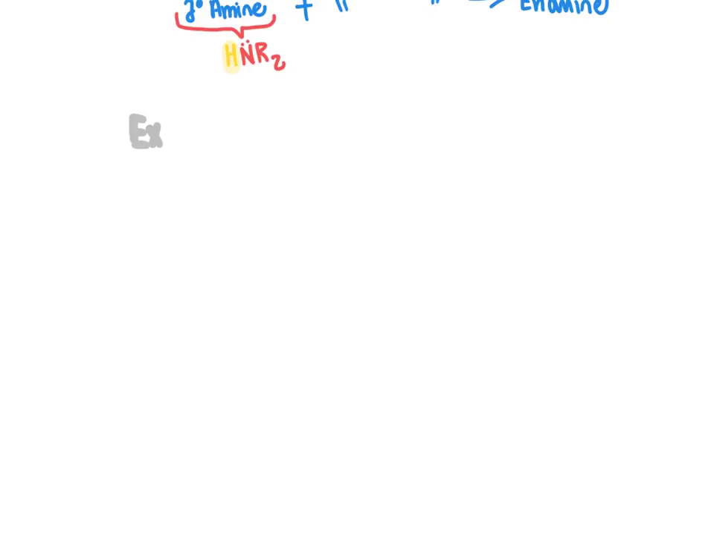We'll go ahead and start here with a 5-carbon ketone. We'll refer to this as 2-pentanone, of course. And we're going to react it with a primary amine.